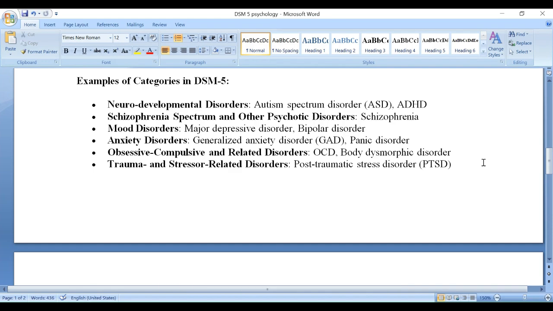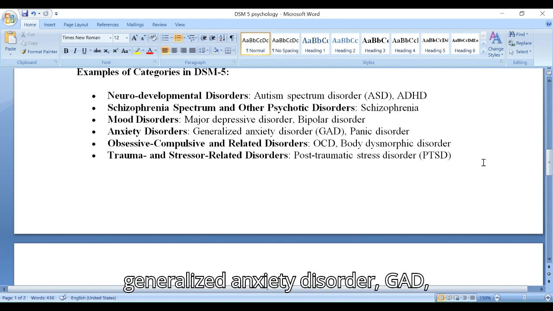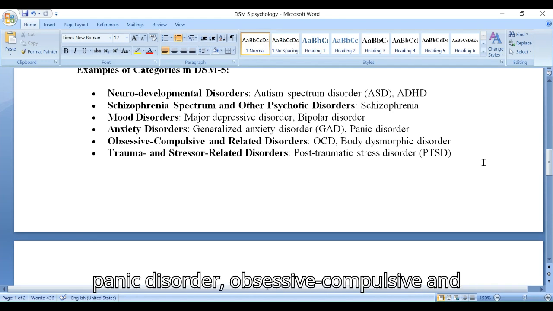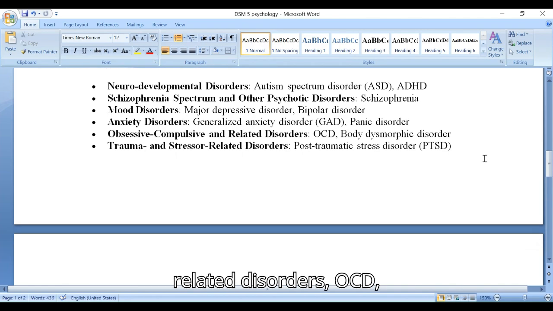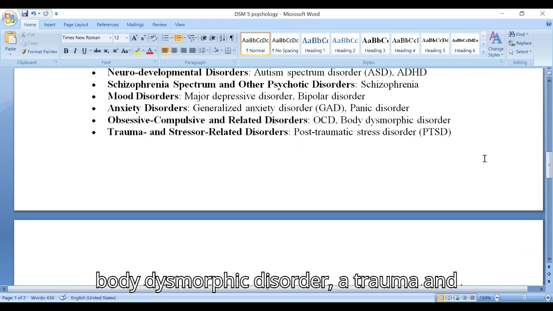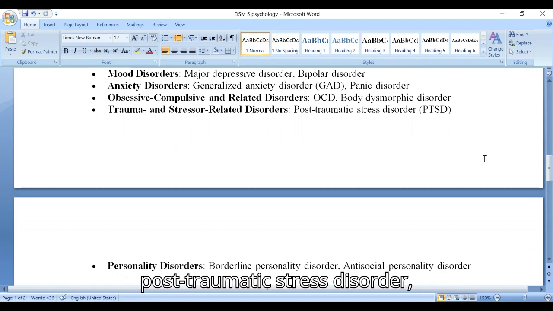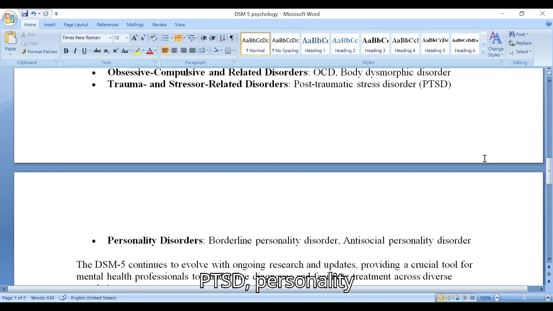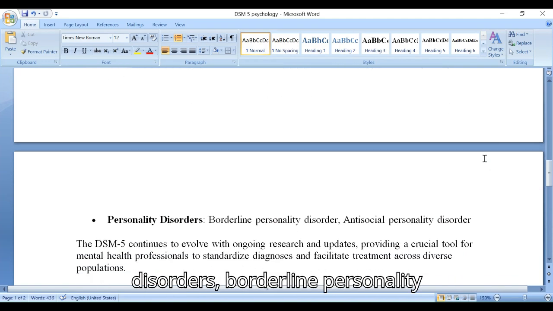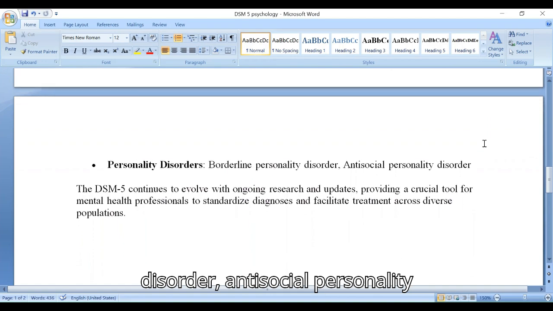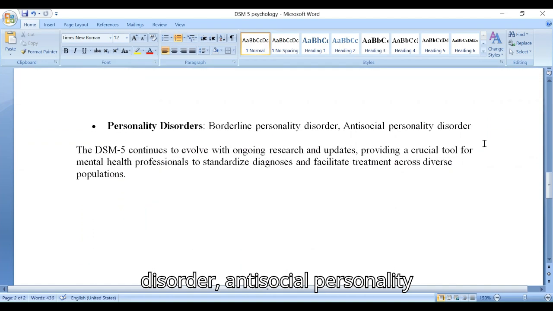Anxiety disorders: Generalized anxiety disorder, GAD. Panic disorder. Obsessive-compulsive and related disorders: OCD, body dysmorphic disorder. Trauma and stressor-related disorders: Post-traumatic stress disorder, PTSD. Personality disorders: Borderline personality disorder. Antisocial personality disorder.